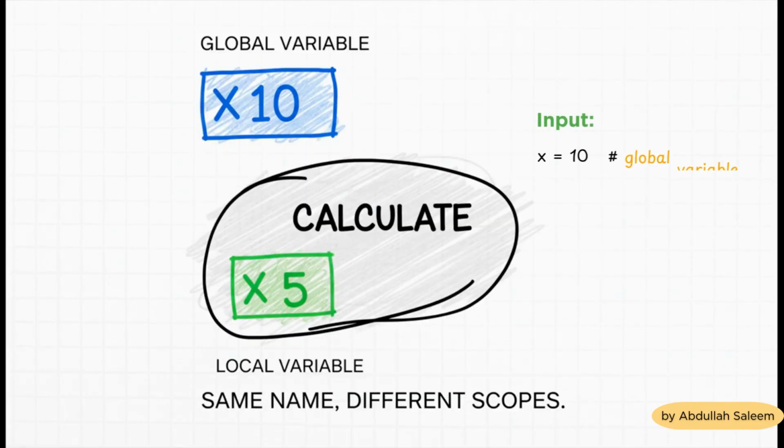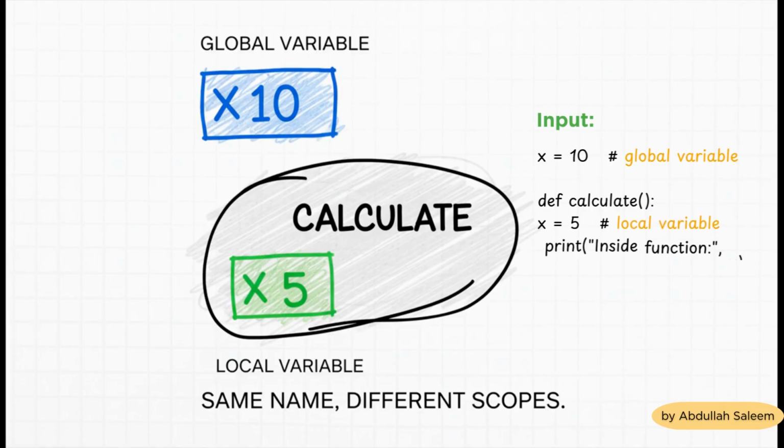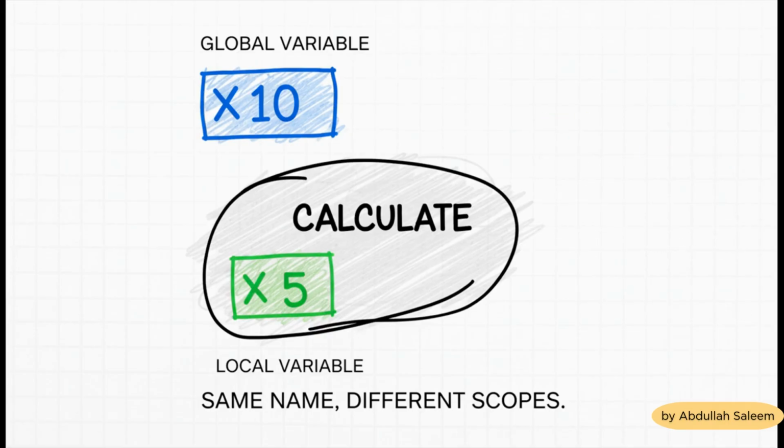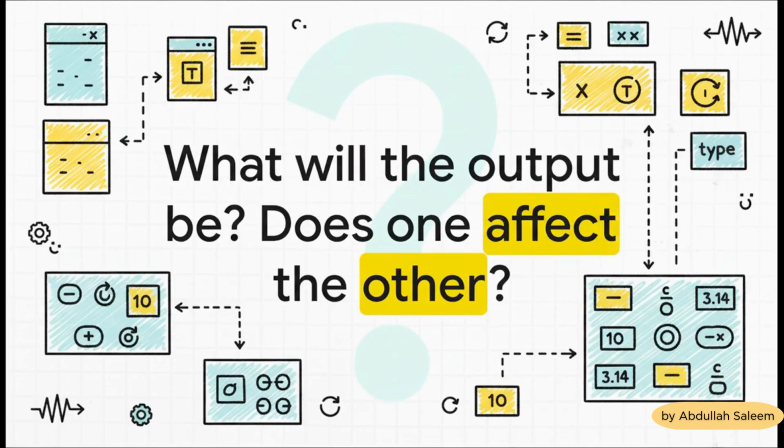All right, time for a classic little programmer's puzzle that really shows why scope is so important. We have a global variable, x, and we set it to 10. But then, inside this calculate function, we create a totally different local variable that just so happens to also be named x, and we set that one to 5. So, here's the million-dollar question. If we run that function, what is it going to print? And what about when we check the value of x outside the function? Does the inside one change the outside one?